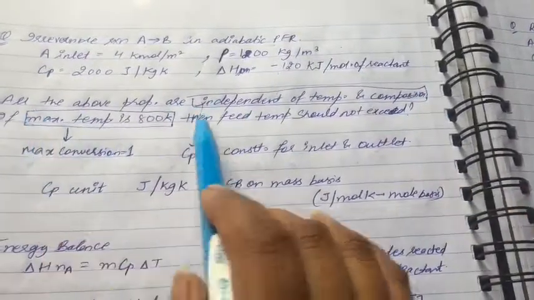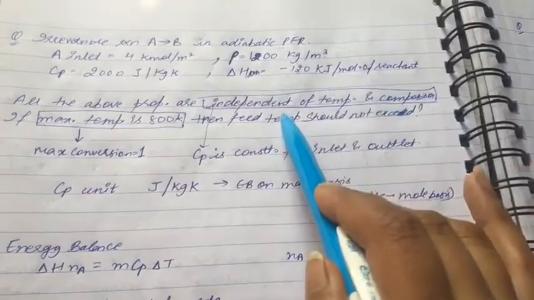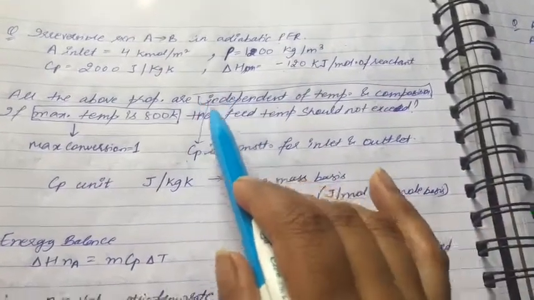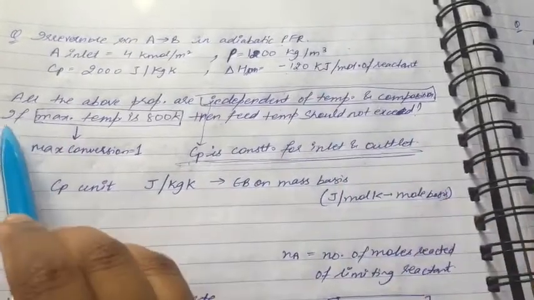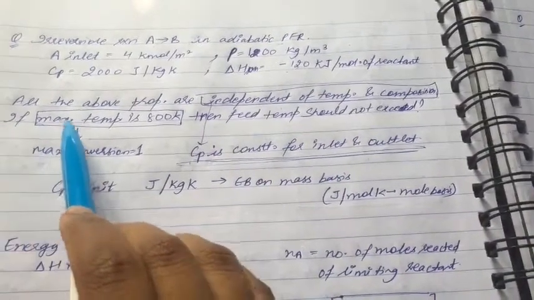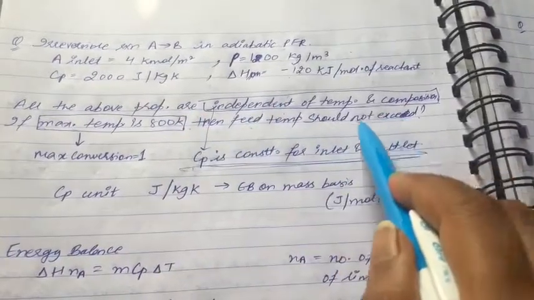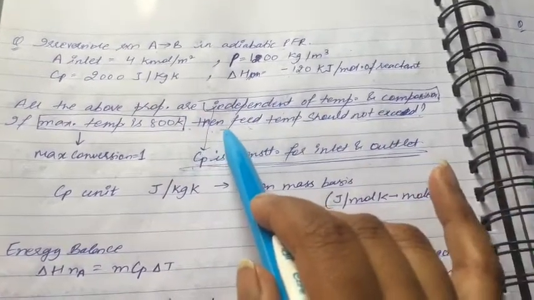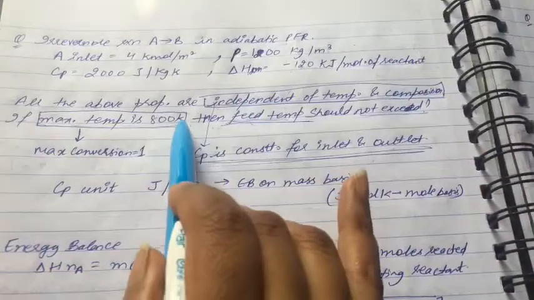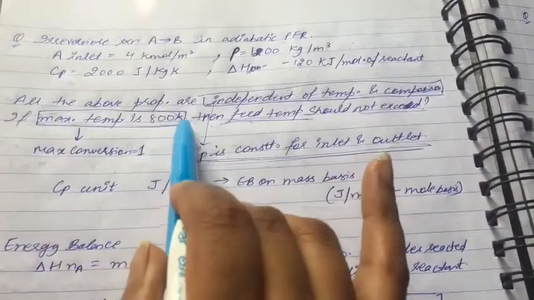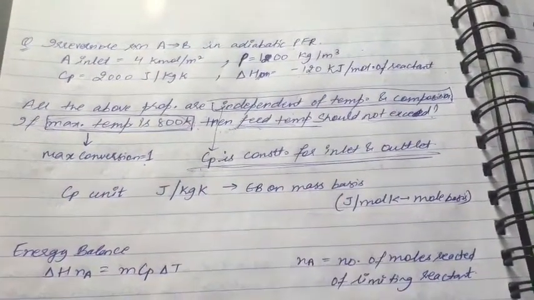So in the question it is mentioned that properties are independent of temperature and composition. This indicates that our Cp is constant for inlet and outlet. Okay, next it is given that if maximum temperature is 800 Kelvin, then feed temperature should not exceed. We have to calculate what should be the feed temperature. Okay, and the question says at maximum temperature of 800 Kelvin, which means the maximum conversion is taking place.